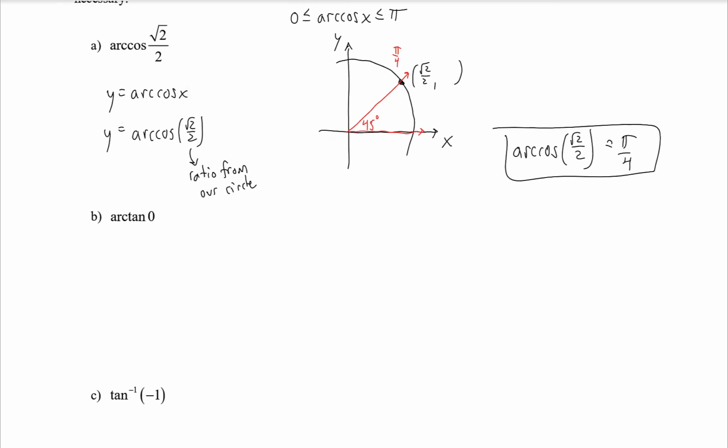Well, what if we did tangent? All right, well, let's do tangent. So what if I had inverse tangent of x and I wanted to plug in 0? I want to plug in 0. So again, this number 0 is the ratio from our circle. And remember, inverse tangent is sandwiched between negative pi over 2 and positive pi over 2.